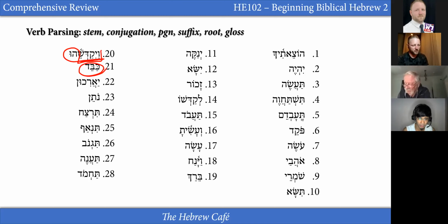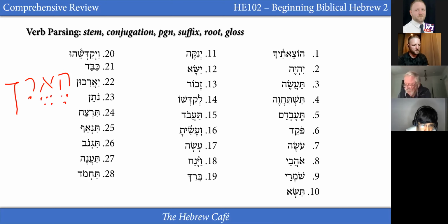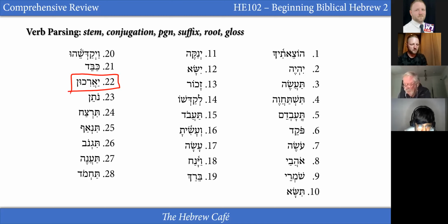Kabed is imperative. Honor your father and mother. Kabed. Ya'arichun is like Ya'arichu. It's a Hifil from arach. Hifil from arach, it's he'erich. He'erich means he lengthened. Ya'arichun, they will become long. Here it's a stative sense. Like your days will become long upon the land. You will have a long life on the land.